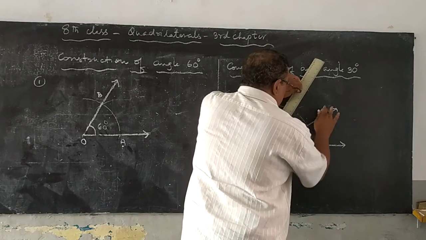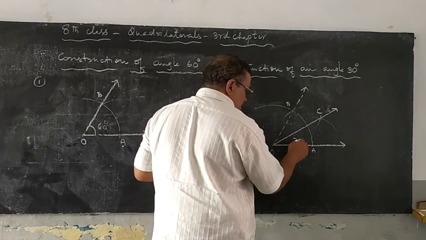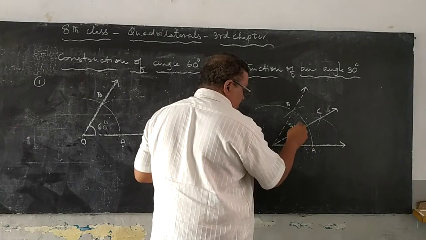This is the bisector of the angle of 60 degrees. This one is 30 degrees. This one is 30 degrees.